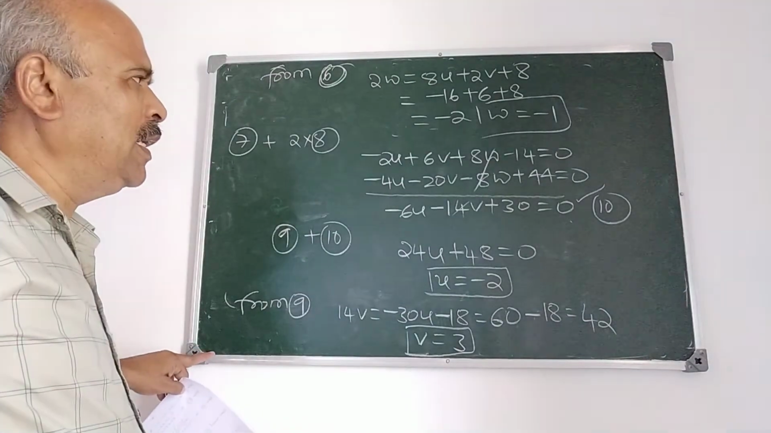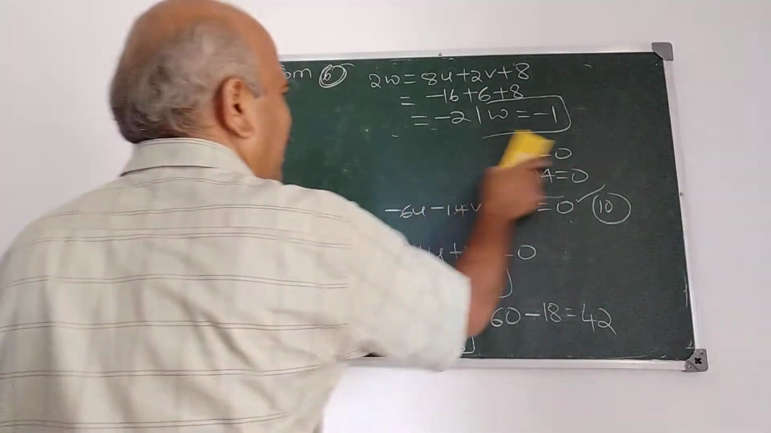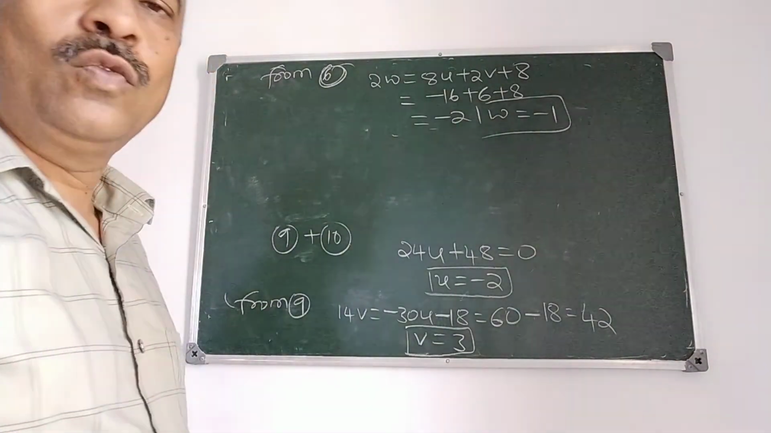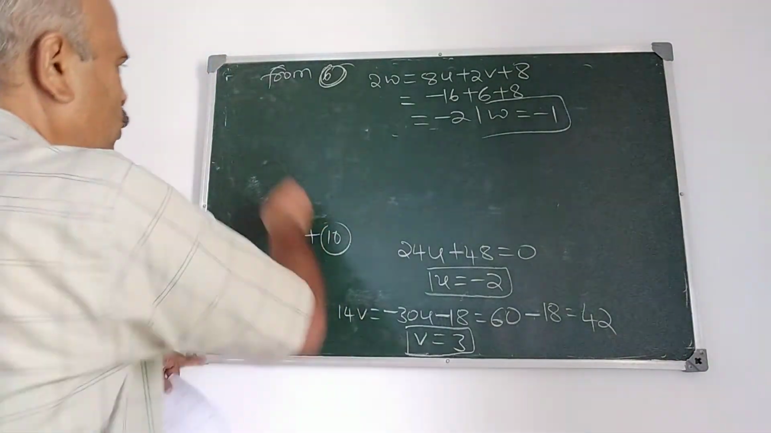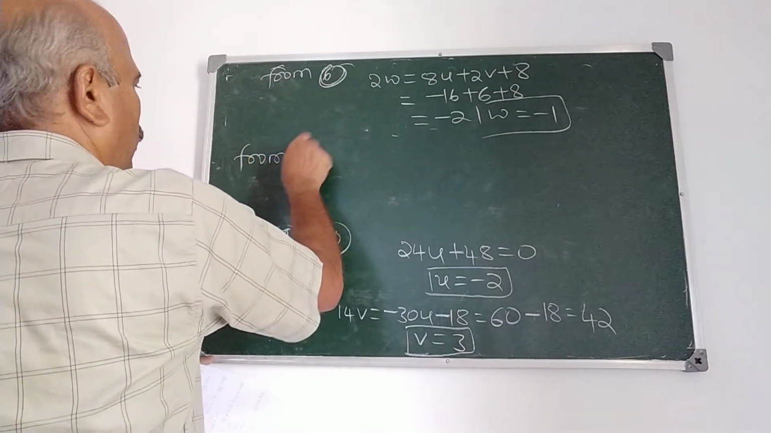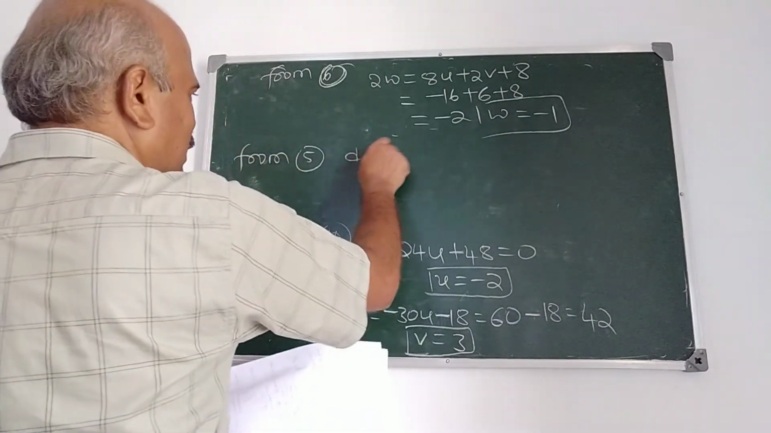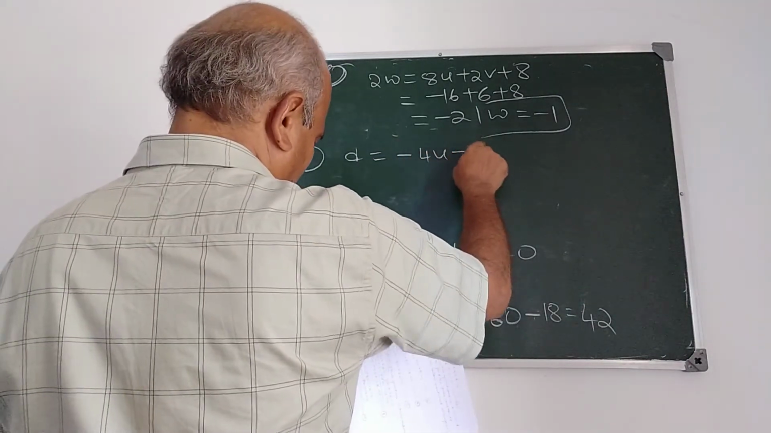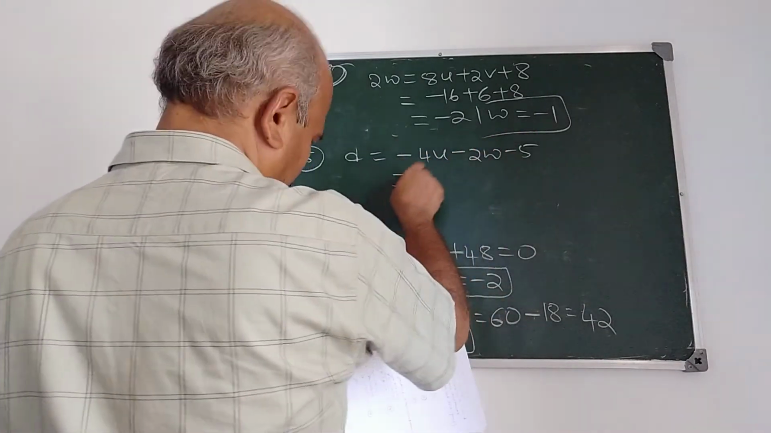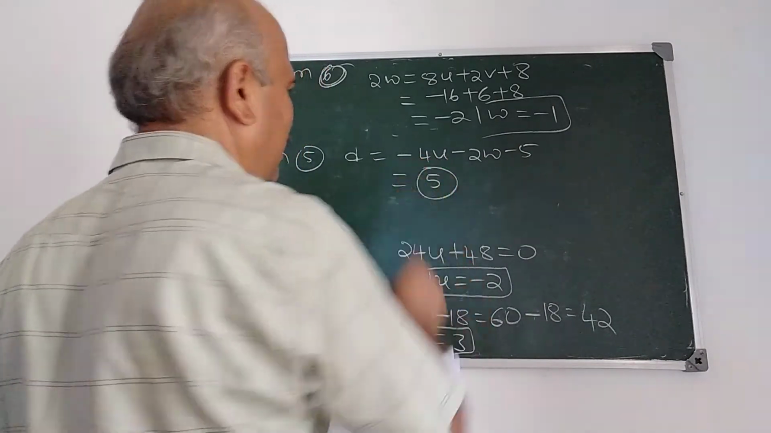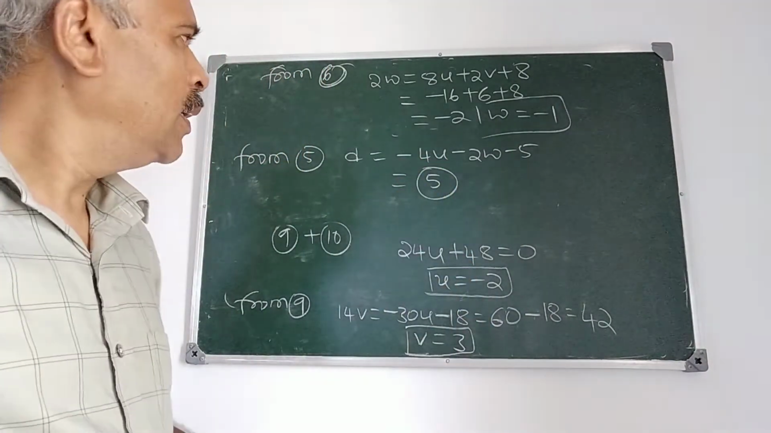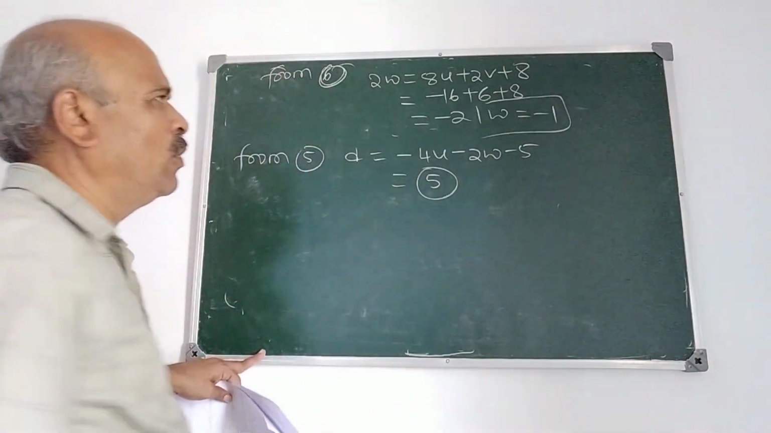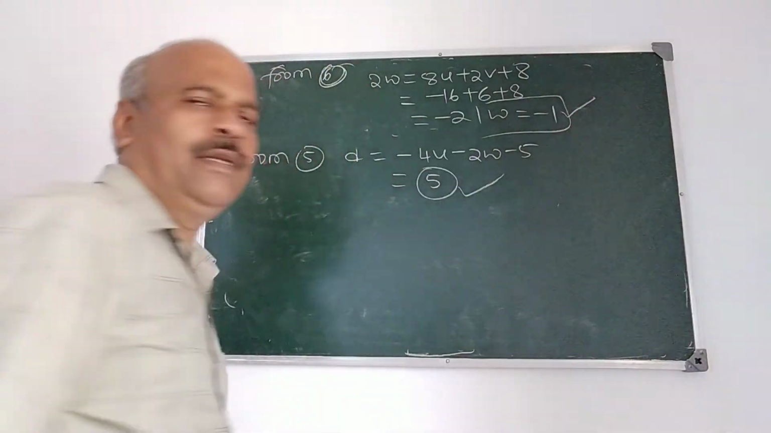Now how to find out d? Equations involving d: 2, 3, 4, 5. So I use 5. From 5, d is equal to minus 4u minus 2w minus 5. So it is plus 5. d. Substitute. From 5, d is this. So we have obtained u, v, w and d.